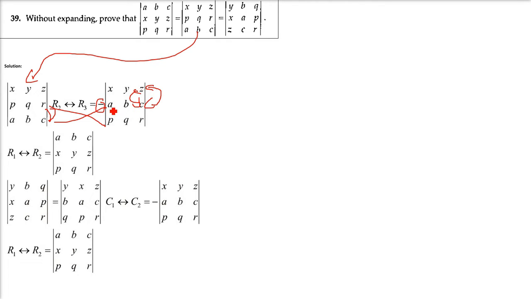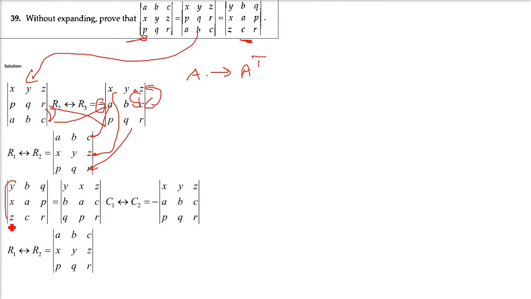So we are changing row 1, row 2 and row 3. This is the first row change we did, and again we change the rows: row 2, row 3, and then row 1, row 2. So we got the final answer. What about this one? If we take the transpose also, the determinant won't change.